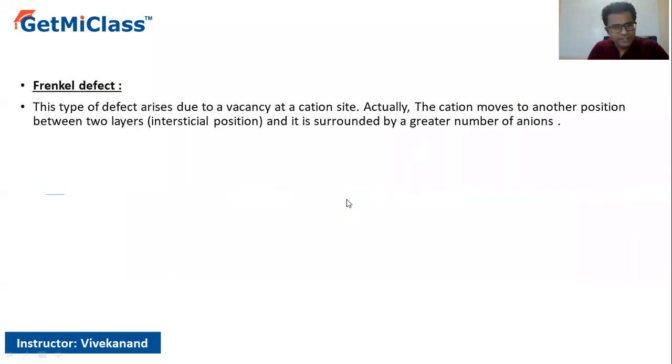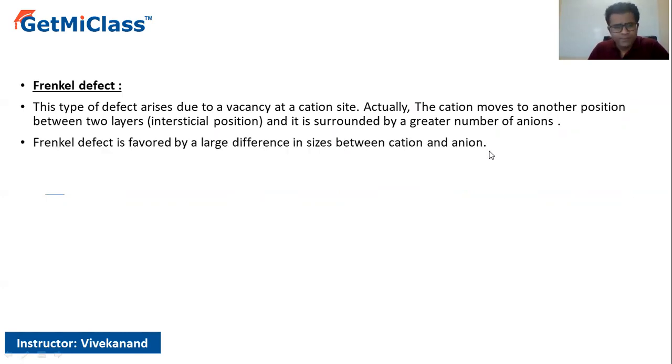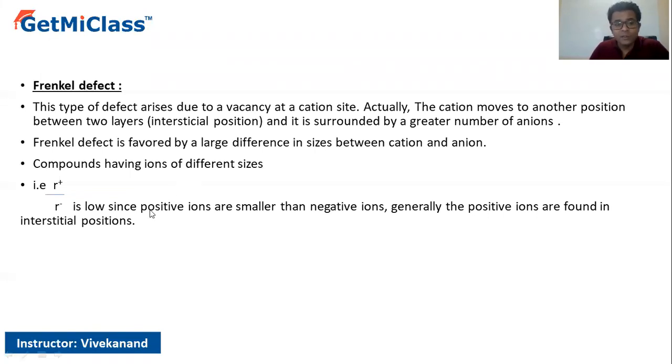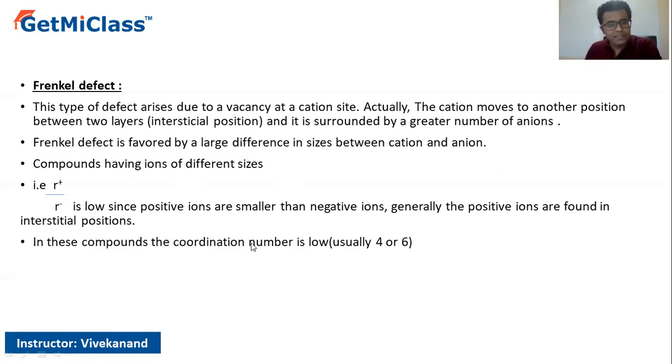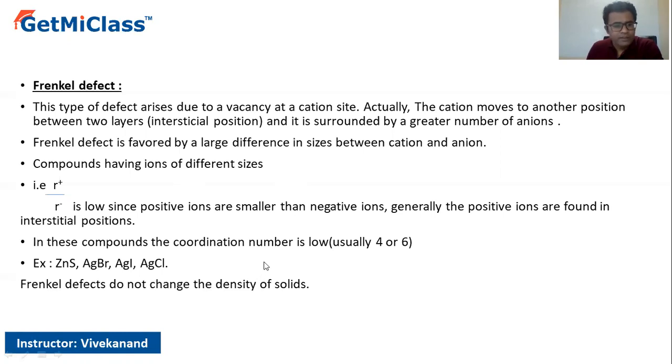In a Frenkel defect, a vacancy arises at the cationic site, which means the cation goes missing. The cation moves to another position between the two layers, that is, the interstitial site, where it is surrounded by a greater number of anions. Frenkel defect is usually favored by larger differences in the size of the cations and anions. In compounds having ions of different sizes, the radius of cation divided by radius of anion is low, so the cation displaces from its point. In these compounds the coordination number is low, that is 4 or 6. Examples are zinc sulfide, silver bromide, silver iodide, and silver chloride. Frenkel defects do not decrease the density of the solid.